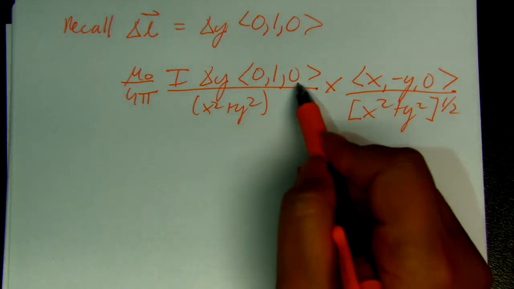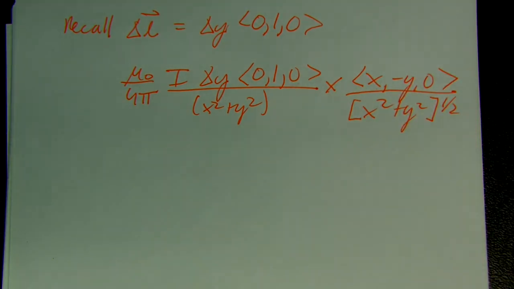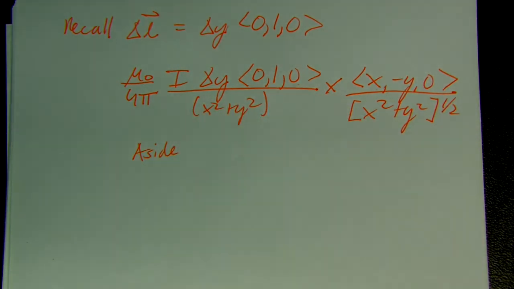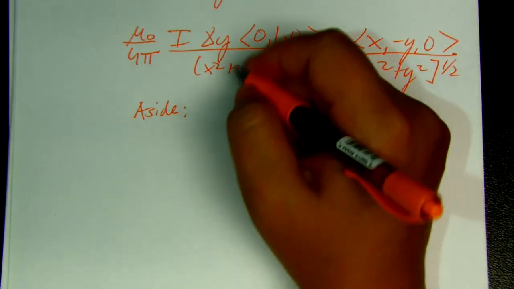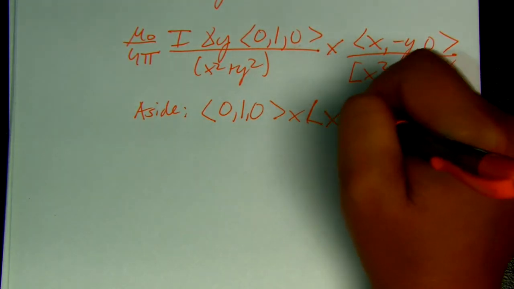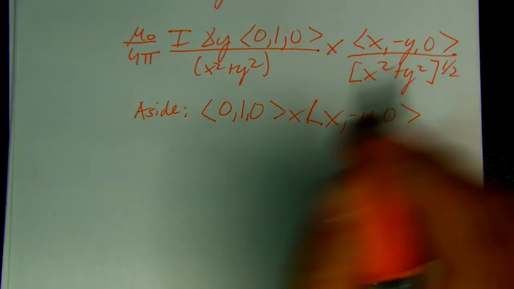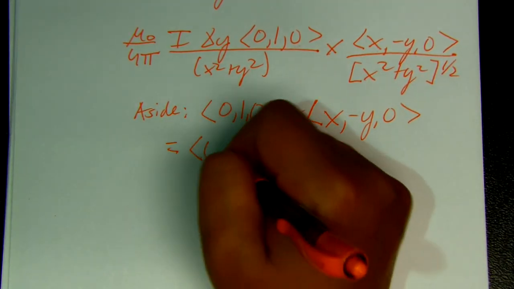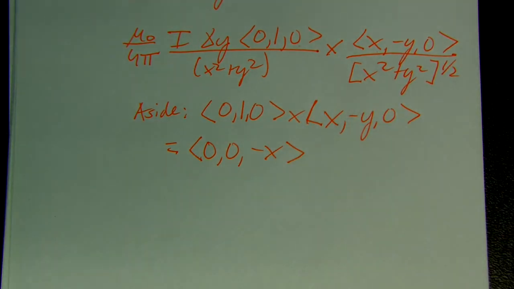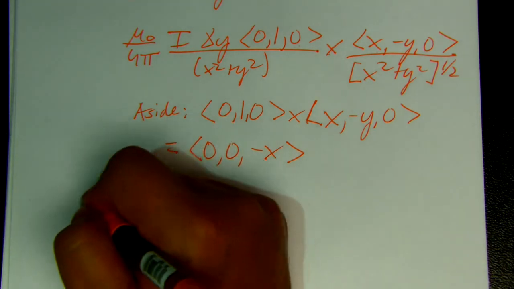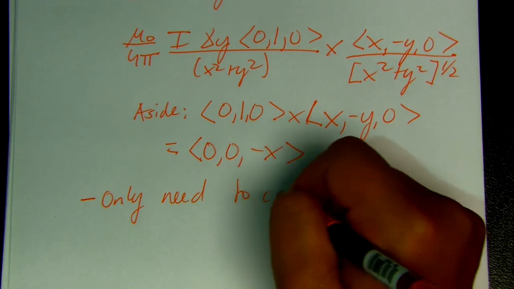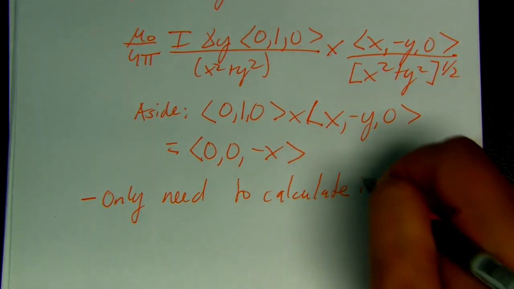Now, these are the only two things that are vectors, so I'm just going to pull these out because I don't think you want to carry along all these scalars in front of those vectors. So (0, 1, 0) crossed with (x, -y, 0) is equal to (0, 0, -x). Feel free to check that on your own. It's a really excellent cross product practice. And what we can see from here is we only need to calculate in z.